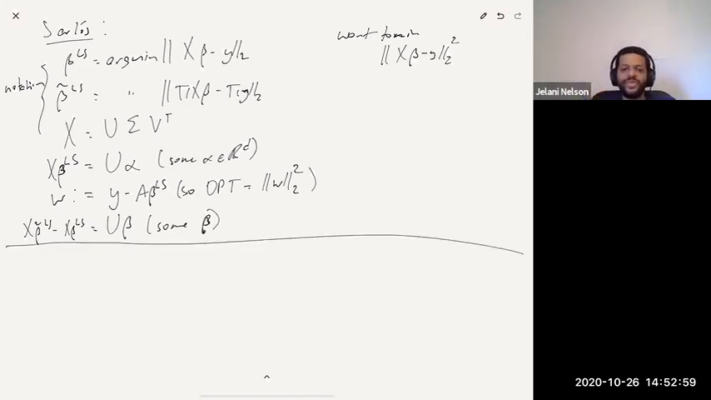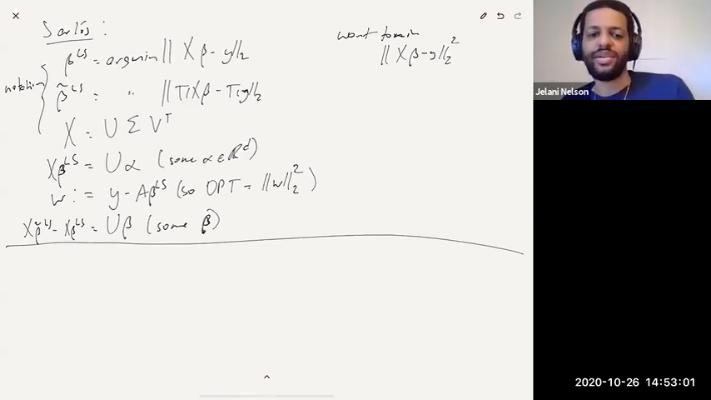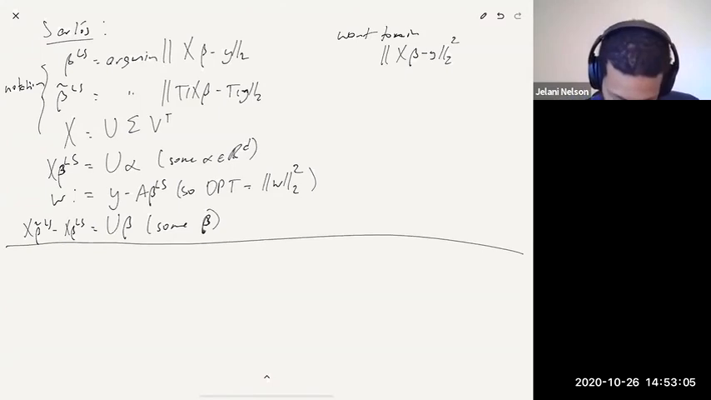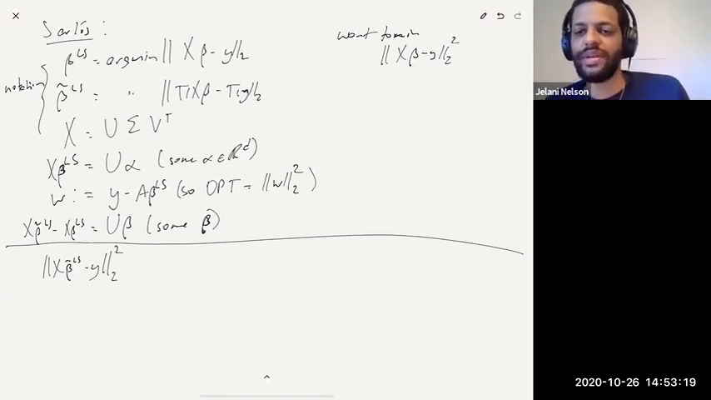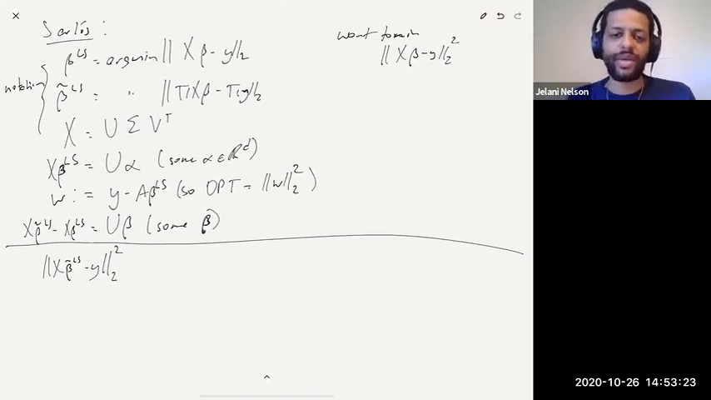Let's now try to understand what I can say about x beta tilde ls minus y. This is the thing that I'm hoping is close to opt, because beta tilde ls is what I got from sketch and solve. I solved the sketch version of the problem, I got beta tilde ls. I would somehow like to now relate this to opt.